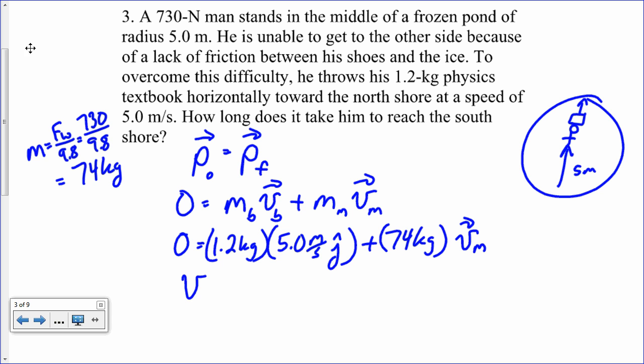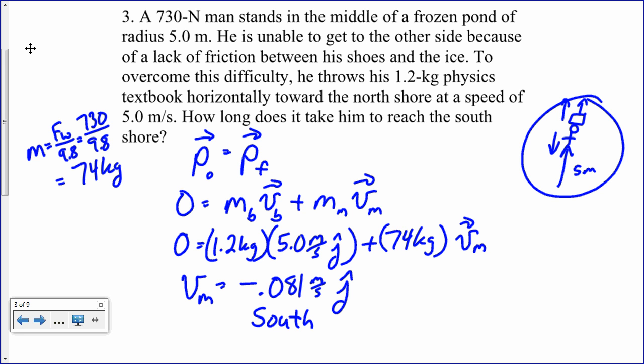And I find that the velocity of the man, solving this equation and keeping the appropriate vector notation, is minus 0.081 meters per second in the j direction. All right, that means that it's to the south, just as you'd expect. So the man throws the book to the north, he moves to the south in order to maintain that 0 momentum, the conservation of momentum.